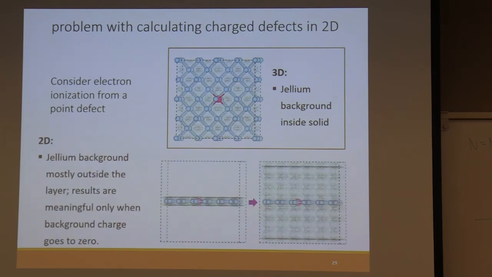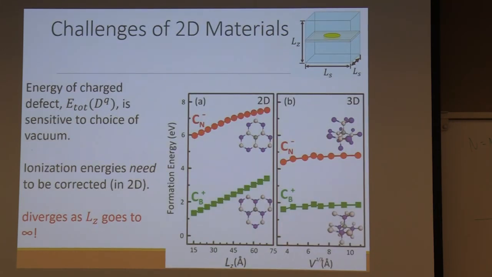2D is different. The reason is that as you make the vacuum size larger and larger, things don't converge. That was kind of strange originally, but people have been doing this for the last 5 years or so, a lot of TMD formation energy plots. Initially it was strange just from the experience with bulk materials, because you just make it bigger and bigger and bigger. It's always better, because you minimize the effect of the jellium on the defect and that interaction energy.